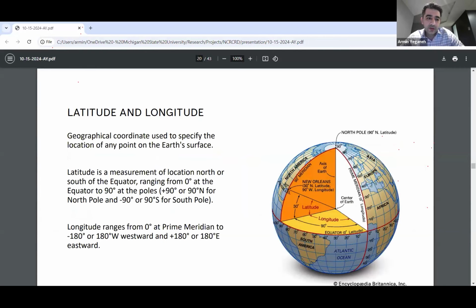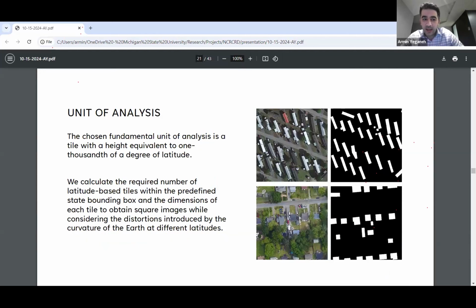And so we started by looking at latitude and longitudes, which are the geographical coordinates used to specify the locations of points on the Earth's surface. So latitude, as you know, is a measurement of the location north or south of the equator, and longitude ranges from 0 at the prime meridian. And the unit of analysis is a tile. And this was developed based on just experimenting with the model a few times to see which size is roughly the size that the model can identify the best.